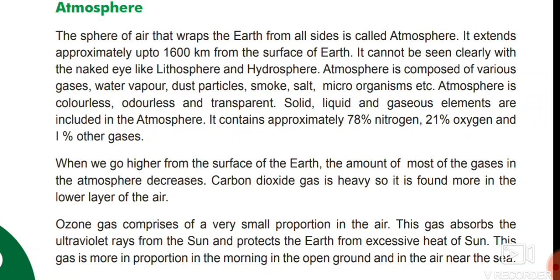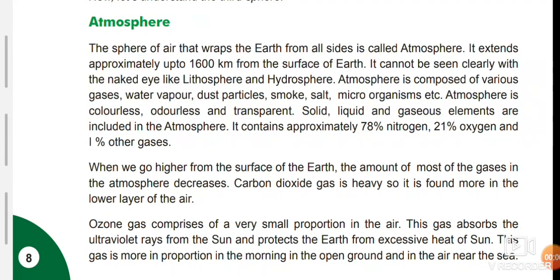Atmosphere is composed of various gases, water vapor, dust particles, smoke, salt, microorganisms, etc. What are the components that are included in atmosphere? So, atmosphere is colorless. It is composed of gases, water vapor, dust particles, smoke, salt, and microorganisms. Atmosphere is colorless, odorless, and transparent. It does not have any taste, it does not have color, and it is very transparent.